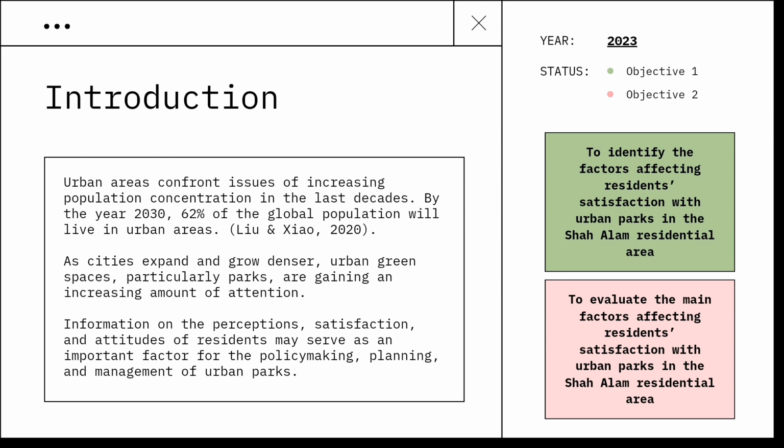There are two objectives in this study. First, to identify the factors affecting resident satisfaction with urban parks in the Shah Alam residential area. Two, to evaluate the main factors affecting resident satisfaction with urban parks in the Shah Alam residential area.